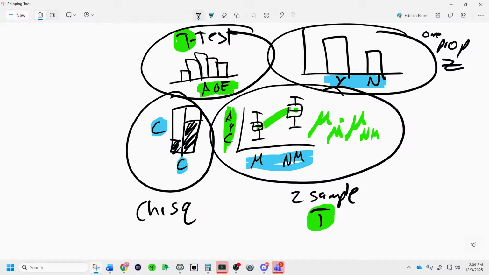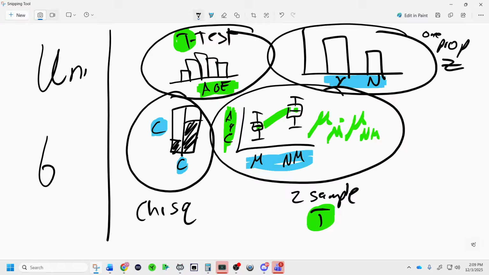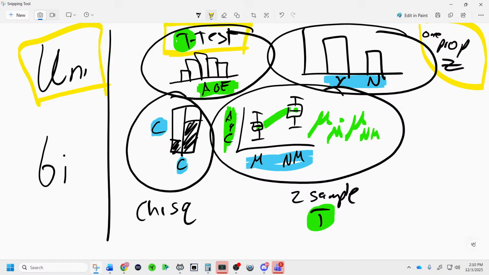So these are the differences in the tests. What are the univariate tests on the screen? Not the chi-squared though. Good answer. The top two. Good answers.